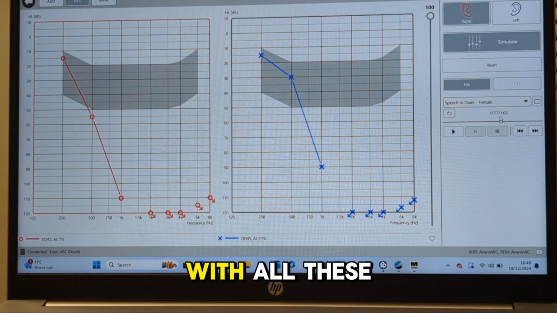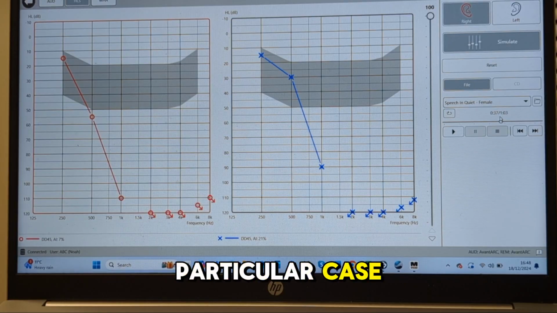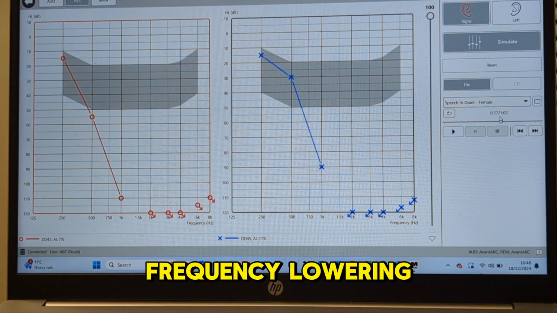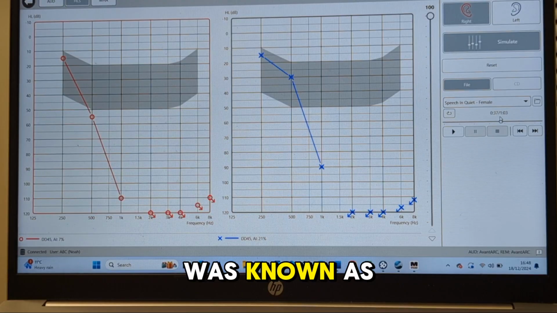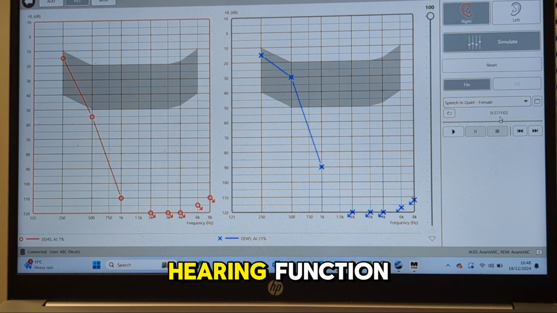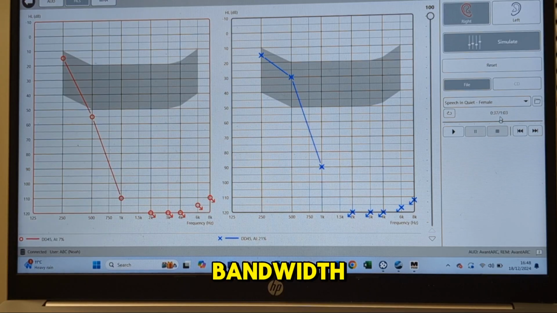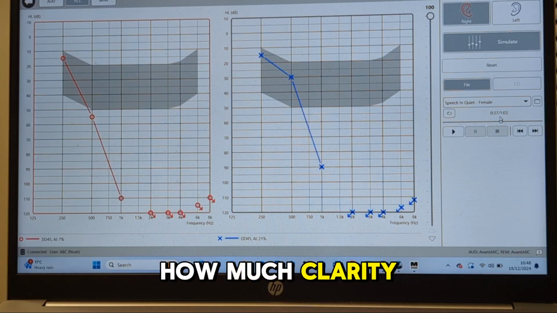So in tandem with all these three and managing that individual's case, there is one other thing that certain hearing aids have an advantage with in dealing with this particular case, and it's something called frequency lowering, or frequency transposition, as it was first termed. Basically, it cuts and pastes the sound from where they have no hearing function to where they do have hearing. It's almost like squeezing the bandwidth to where they can hear. And it's limited, of course, in terms of how much clarity it can provide.